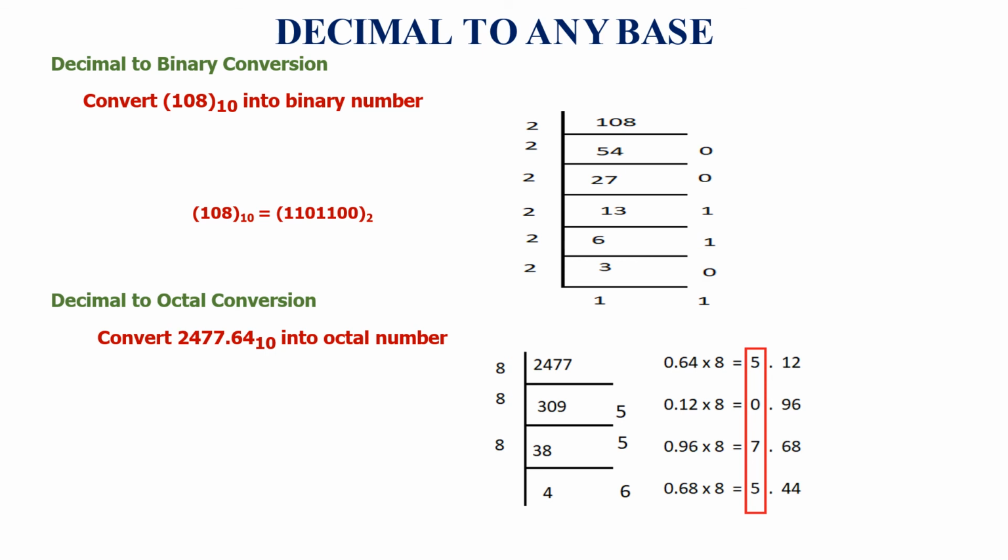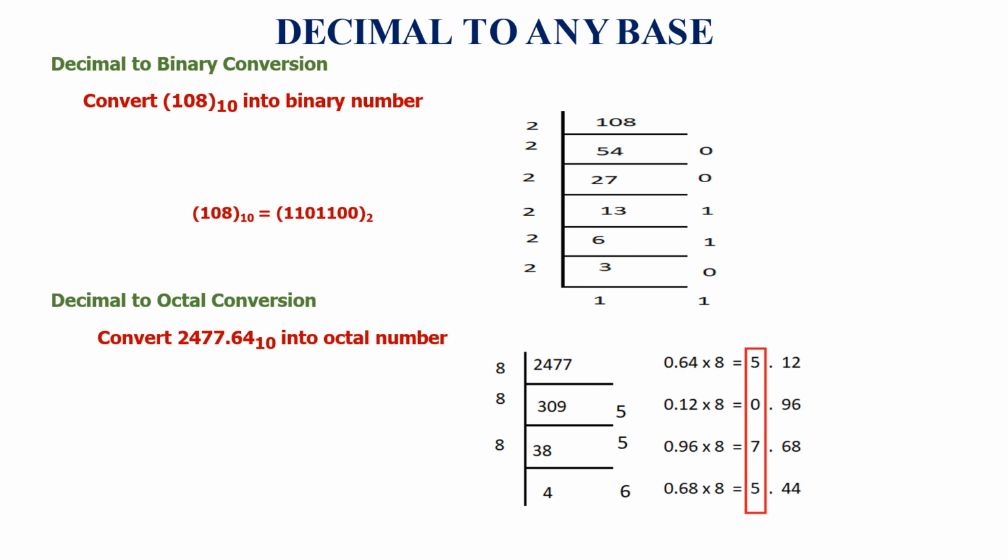Similarly, for the fractional value 0.64, we multiply 0.64 by 8. We'll be getting 5.12. Here you always have to consider only the integer values. Again, the fractional value has to be multiplied by 8. So 0.12 into 8 gives 0.96.